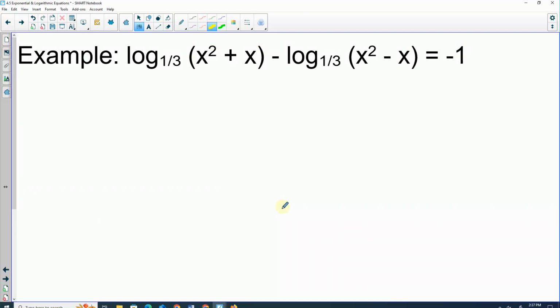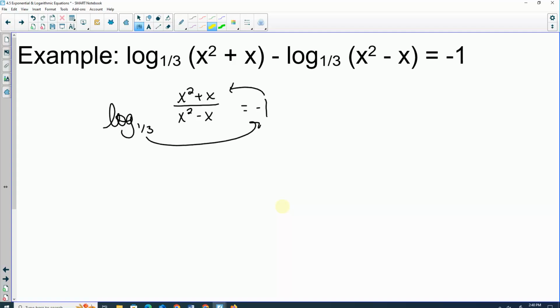You guys want to try it on your own? Let's see how far you can go. If our logs are being subtracted, how do we put them together? Division. So that's x squared plus x divided by x squared minus x. Then we use the definition. So that means 1/3 to the negative 1 power equals x squared plus x over x squared minus x. What is 1/3 to the negative 1?